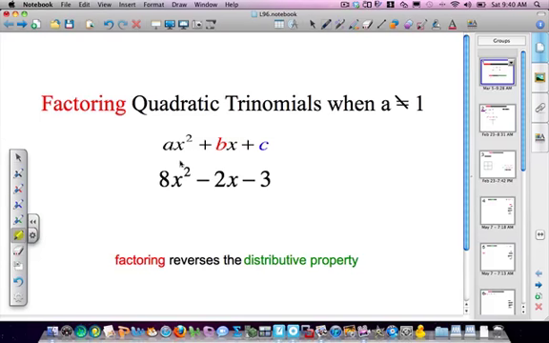In today's lesson, we are going to be factoring quadratic trinomials in which the leading coefficient is not 1. You will want to remember, as you work through the lesson, that factoring simply reverses or will undo the distributive property, which is the property that we use when we multiply two linear binomials together to give us the quadratic trinomial.